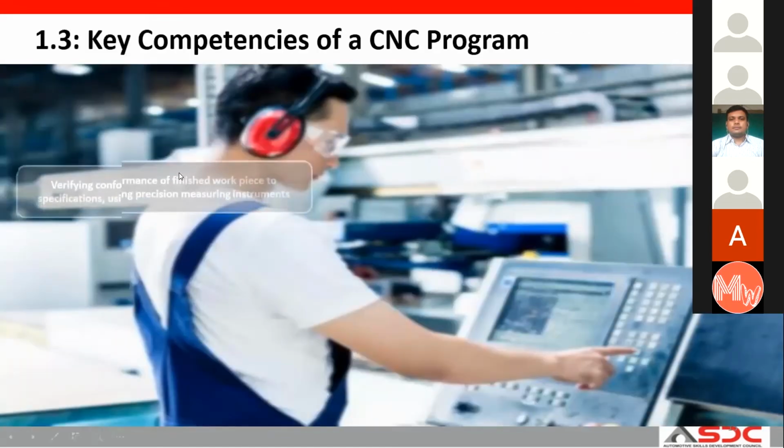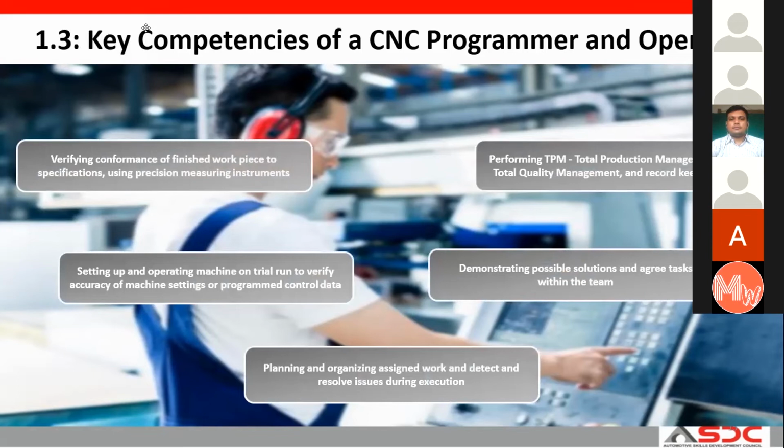Then key competencies of the CNC programmer and operator again. In this particular program, two different QPs are included. The QPs are ASC 3503 and ASC 3505. So these are the key competencies of the CNC programmer and operator mentioned there. Verifying conformance, that is done.